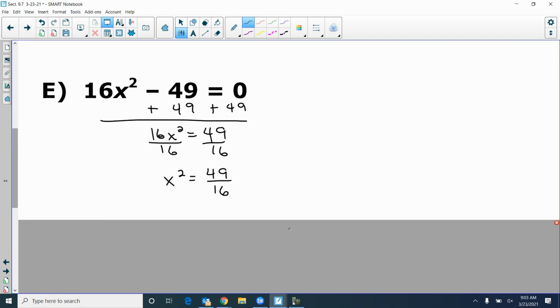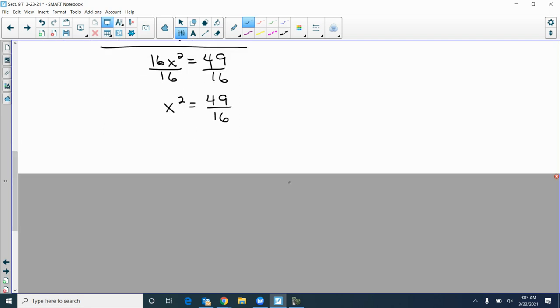Now, we still need to take the what from both sides? Square root. Now, think about this. You're gonna take the square root of both sides. So I get square root of x squared equals plus or minus the square root of 49 over 16. To do this one, you're really taking the square root of 49 over the square root of 16. We can do it that way. What is the square root of 49? 7.